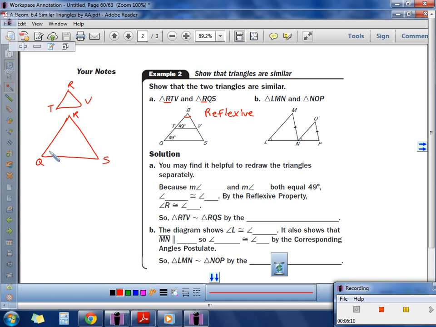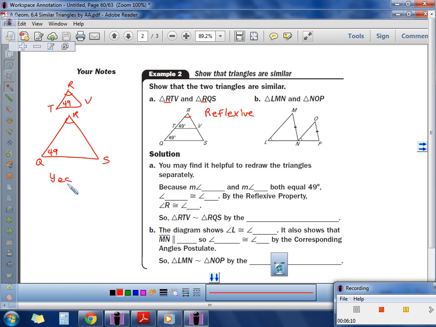So Q is 49. That angle RTV right there is 49. And then they both have angle R. So if you saw it like this, it would be very simple. But they nest them inside each other, and you have to remember that reflexive property. So are they similar, yes or no?